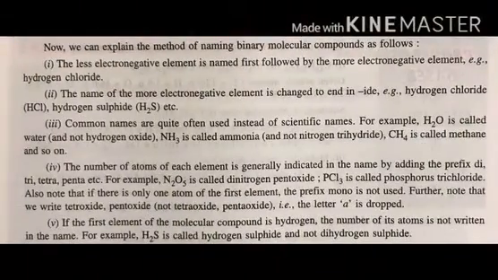Now we can explain the method of naming binary molecular compounds as follows. The less electronegative element is named first, followed by the more electronegative element, for example hydrogen chloride. The name of the more electronegative element is changed to end in -ide. Example: hydrogen chloride HCl, hydrogen sulfide H2S, etc.